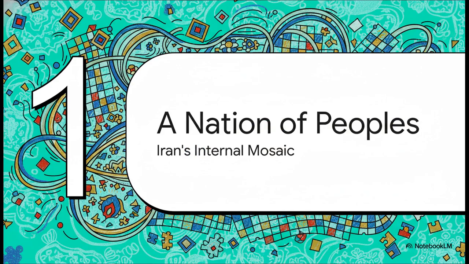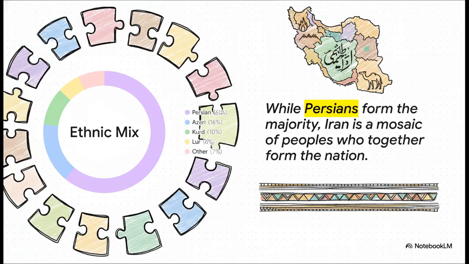So first up, let's really get our heads around this foundational idea. Iran is not a monolith. It's a rich tapestry of different groups that have been woven together over thousands of years. And this chart just lays it all out so clearly.